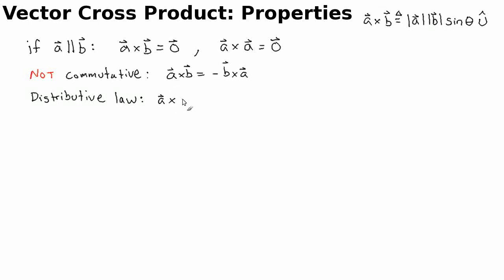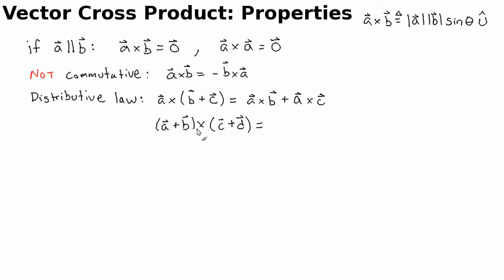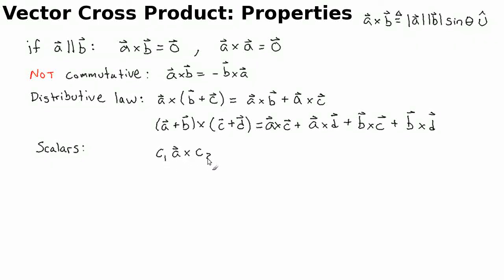In the same way as the dot product, the cross product is distributive across addition. And here we have a slightly harder example, where just like we did with the dot product, we're going to cross A with C and D, and then cross B with C and D, which gives us these four terms. And just like the dot product, we can draw scalars out in front.